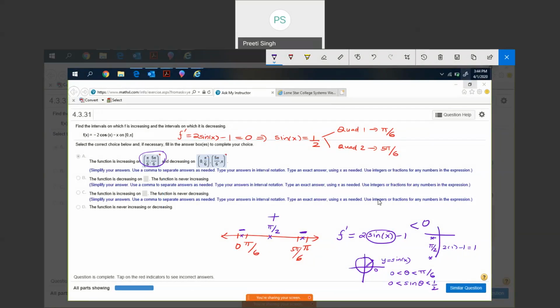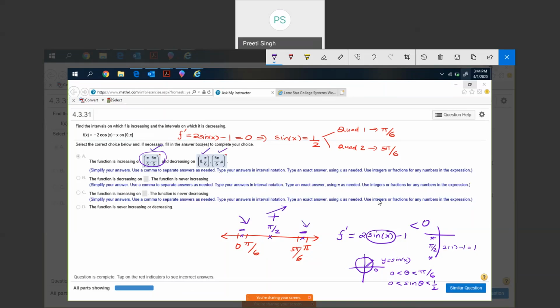So the function is decreasing from 0 to pi/6 as written here. The function is increasing from pi/6 to 5 pi over 6 as written here. And again, the function is decreasing from 5 pi over 6 to pi.